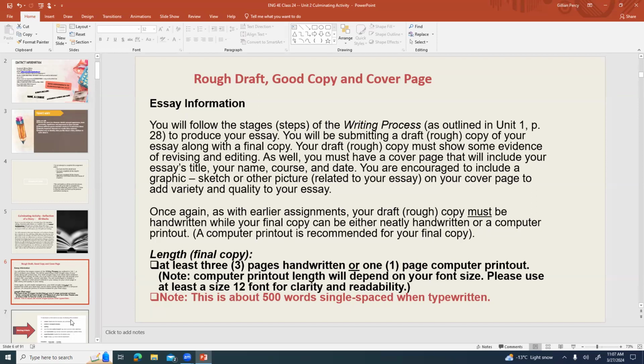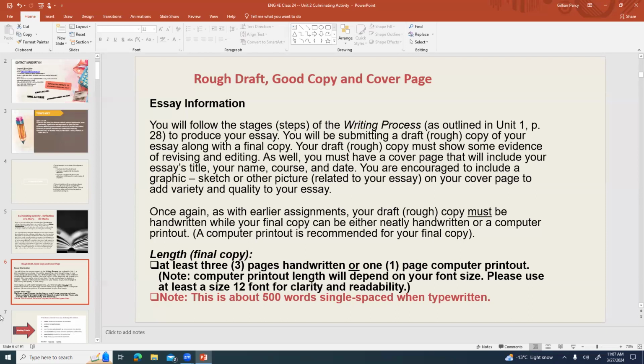The length. This is the longest assignment we've done so far. It needs to be at least 3 pages handwritten or 1 page of a computer printout. The length will depend a little bit on your font size, but please make sure to use at least a size 12 font for clarity and readability. If you're using a bigger font, you're going to need more room. Some people are comfortable reading more of a 14 font or a 16 font. That's fine, but then it will need to be longer, right?